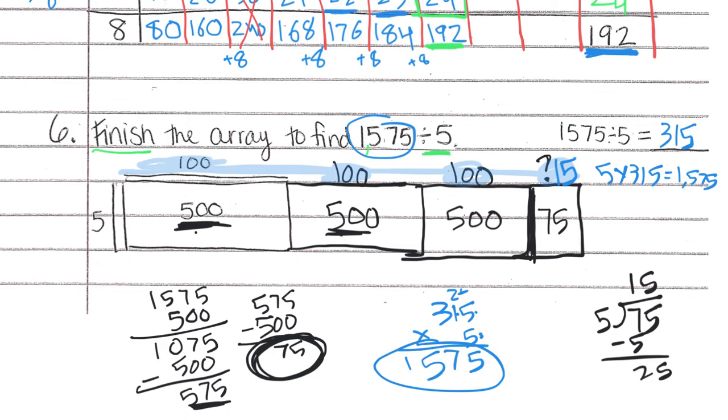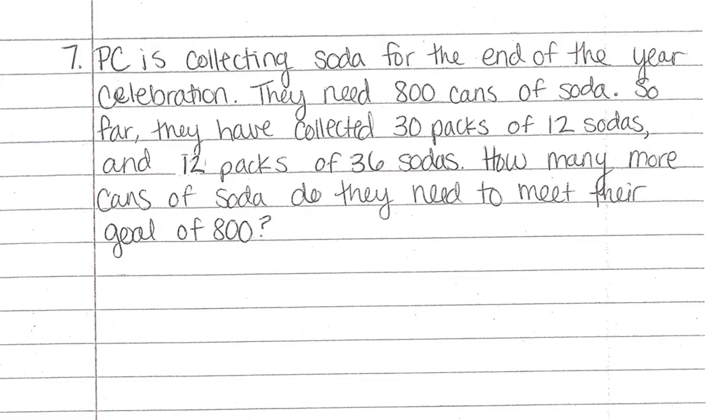Okay? Let's keep going. All right, question 7 says, the school is collecting soda for the end of the year celebration. Oh, that's so nice. Man, they need 800 cans of soda. It's going to be a great time. So far, they have collected 30 packs of 12 sodas and 12 packs of 36 sodas. How many more cans of soda do they need to meet their goal of 800?